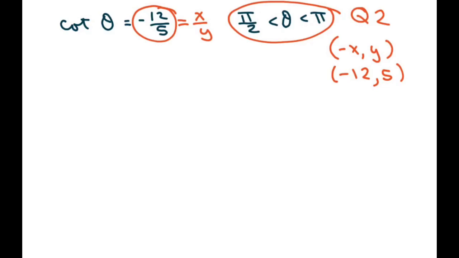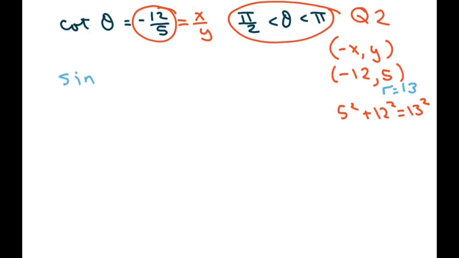you should know that 5 squared plus 12 squared equals 13 squared. Okay, you need to know your Pythagorean triples. Anyway, when we do this, we know that R is going to be 13. R is always positive. So now we just have to fill everything in.